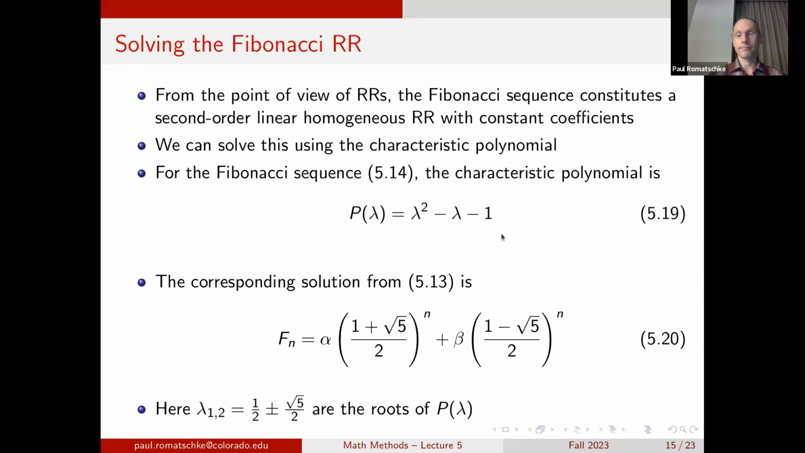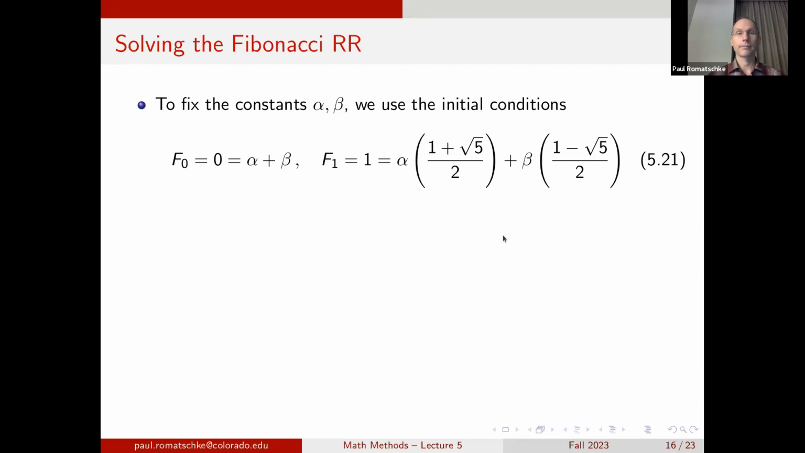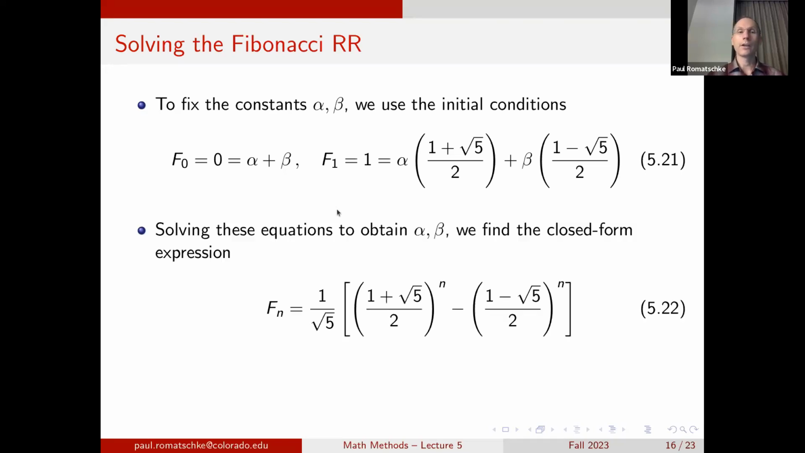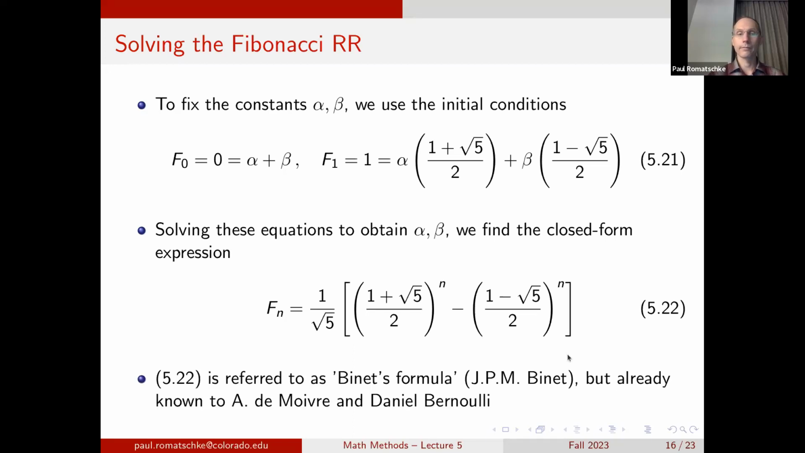To fix the constants alpha and beta, we then use the initial conditions, for instance, f0 is 0 and f1 is 1, which gives us two equations for the unknowns alpha and beta that we can solve. We find that beta is equal to minus alpha, and alpha is 1 over square root of 5, so we can write down a closed expression for the Fibonacci sequence given in equation 5.22. This closed form expression is referred to as Binet's formula, but it had already been known earlier, in particular by de Moivre and Daniel Bernoulli.